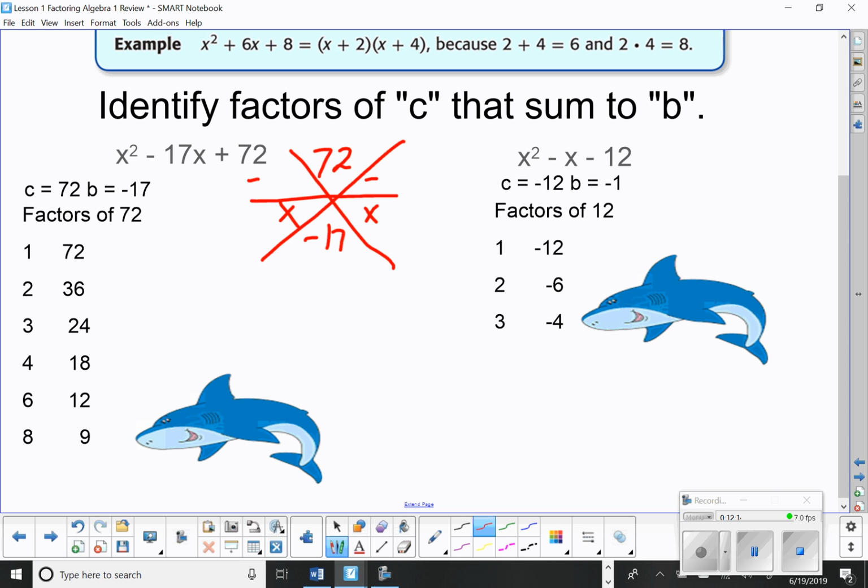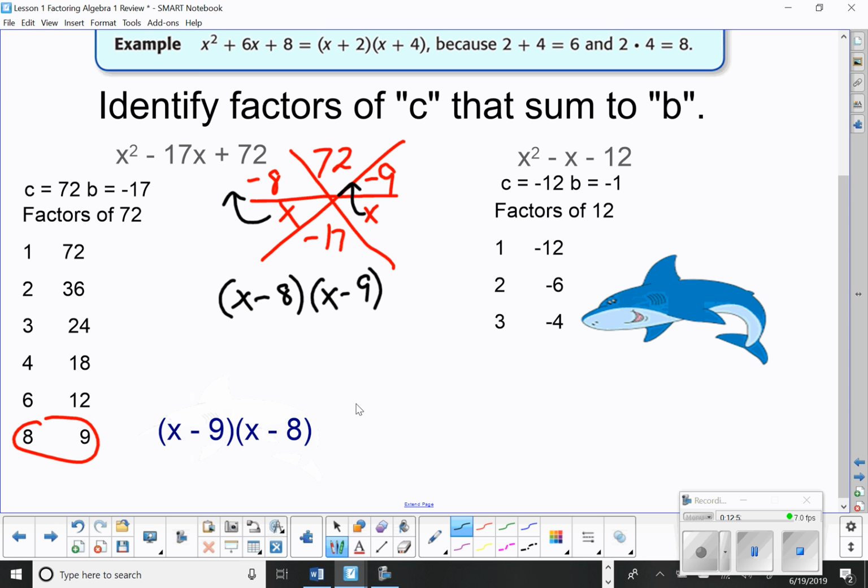Well, 1 and 72 won't work, 2 and 36 won't, and I run through my head and I realize that I have 8 and 9. So negative 8 and negative 9. Negative 8 times negative 9 equals 72. Negative 8 plus negative 9 is negative 17. When a is 1, this next part becomes easy. It's just called bottoms up. So I just move the ax term from the bottom up, and I wind up with x minus 8 and x minus 9. Pretty straightforward.